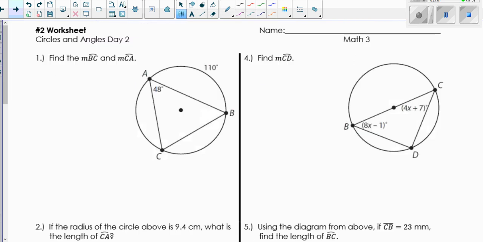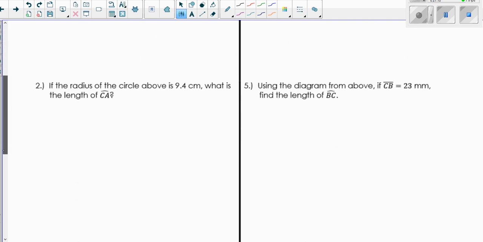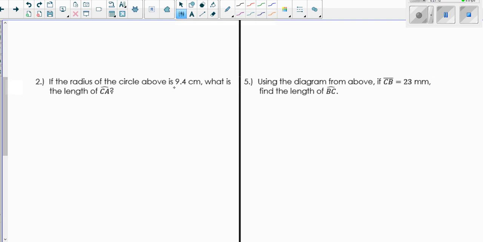This is what your homework is going to look like. It's going to have some measures. Again, pay attention to whether it says measure or whether it says arc length. You're going to be filling in circles kind of like you did yesterday. If the radius has this, what is the length? Anytime you see length, you should be thinking that it's a part of a circumference, so you must be using arc length equals circumference times some portion. So it's always going to be less than your circumference, because you're not taking the whole circumference, but maybe 5/8 of it, or 200 out of 360, something like that. Okay?